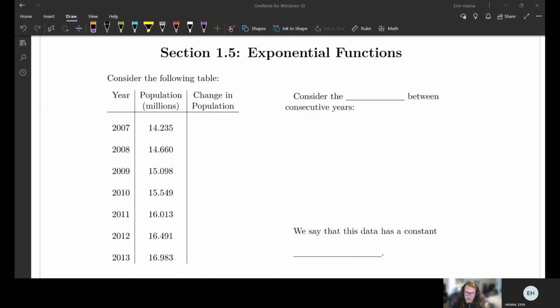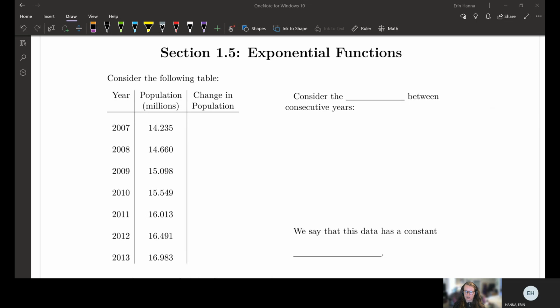Okay, in this first video, we're going to be going over the setup for exponential functions. So up to this point, we've only talked about linear functions. We haven't gone into any other type of function. So this is our first new type of function that we're going to talk about. So consider this table we have here that's looking at years versus populations.